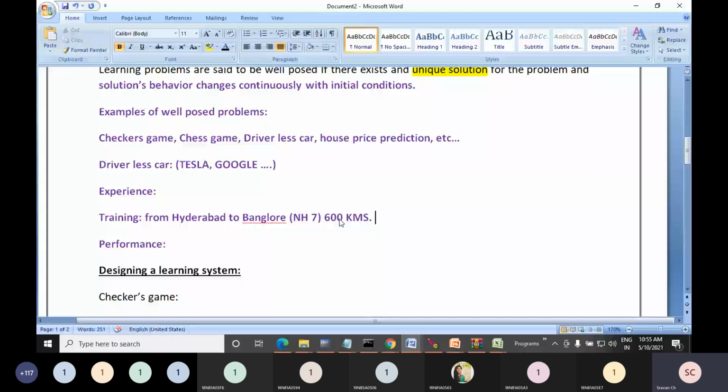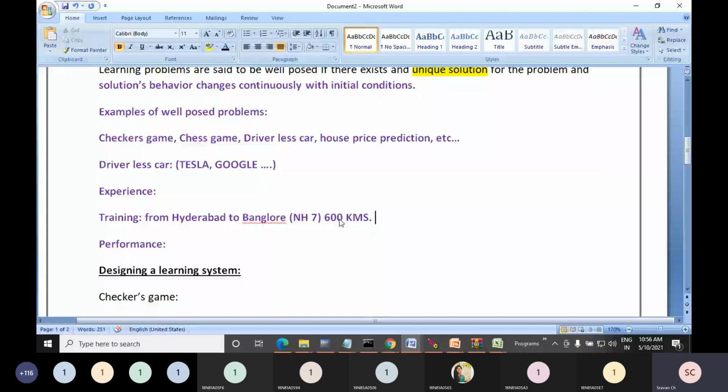So when a human being was driving a car from Hyderabad to Bangalore, what was the average speed? What was the initial speed? How many times was the vehicle stopped? How many times and where was a left turn taken? Right turn? Maybe more information about the condition of the roads. The training data I get from the people who have already driven the vehicle from Hyderabad to Bangalore.